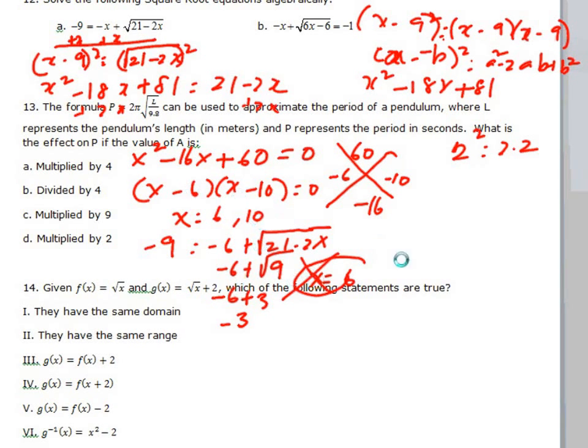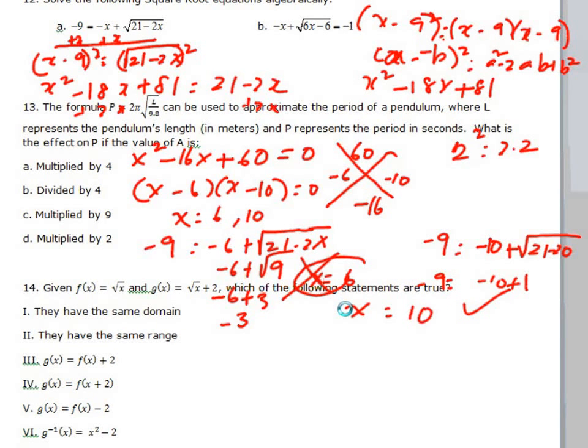So x equal to 6 is not a solution. So let's write 10. We have negative 9 is equal to negative 10 plus square root of 21 minus 20, because 2 times 10 is 20. 21 minus 20 is 1. Square root of 1 is 1. So we have negative 10 plus 1 is negative 9. Yay, this works. So x is equal to 10 works for us. So this is the solution to the problem. Discard the other. This is a classic case of extraneous solutions.